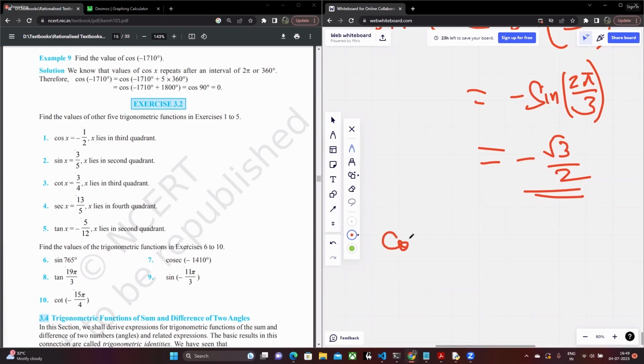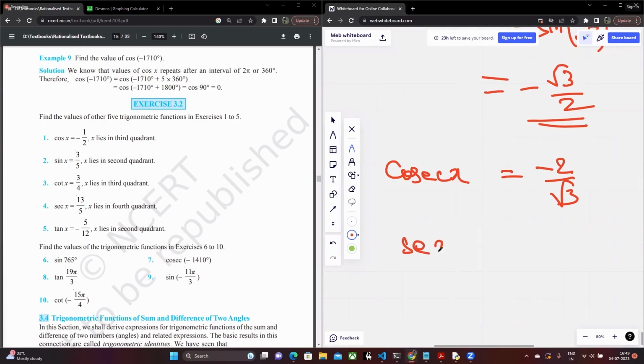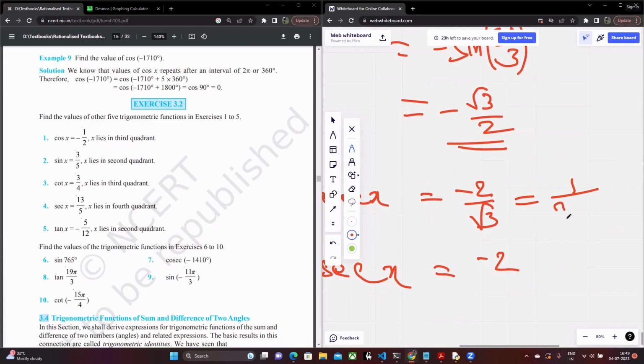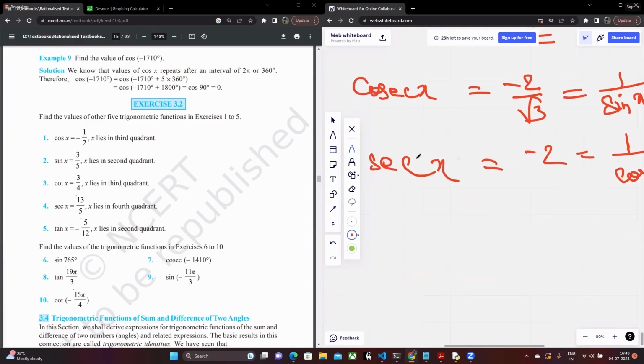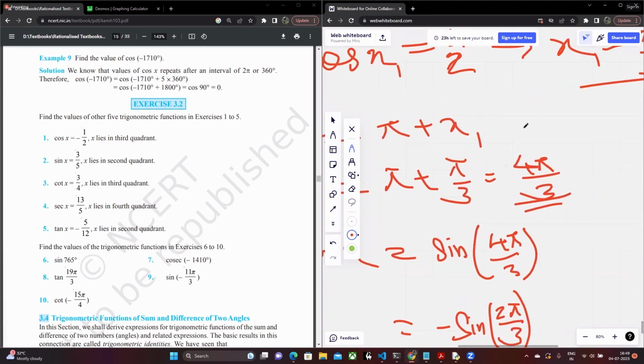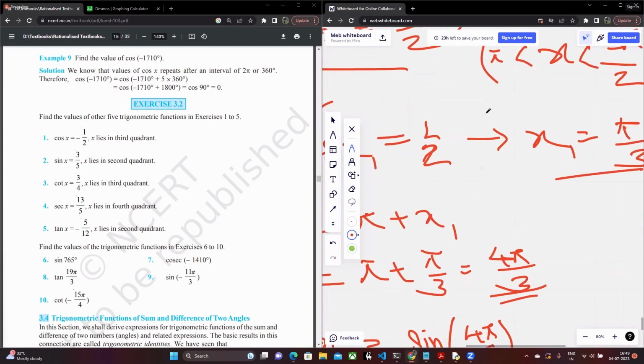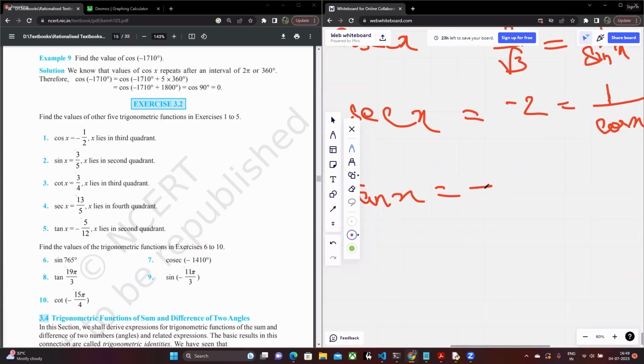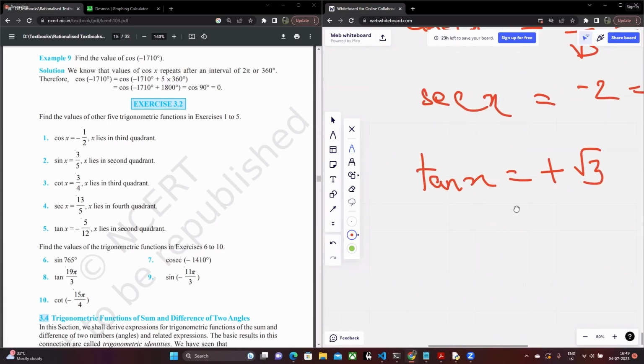And from this, I can get the value of cosecant x, that is going to be minus 2 by root 3. I can get the value of secant x, that is going to be minus 2. Because this is 1 by sin x, and this is 1 by cos x. You should know this. And so finally, you have tan x, that is equal to sin by cos, that is minus root 3 by 2 divided by minus 1 by 2. That is going to be plus root 3.